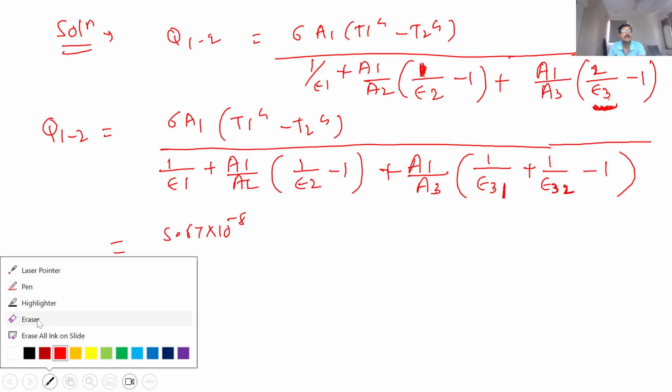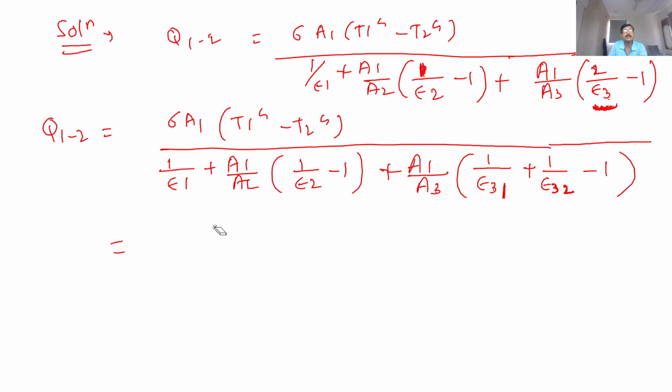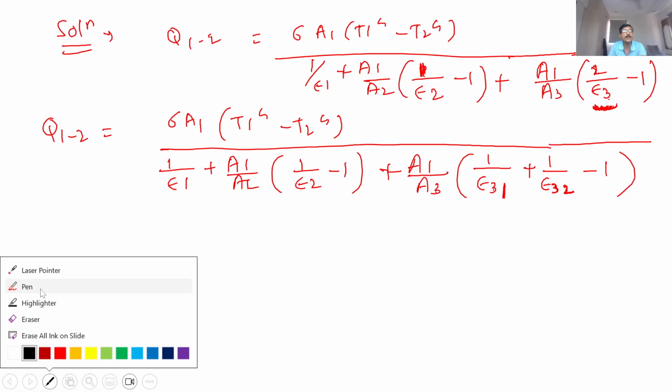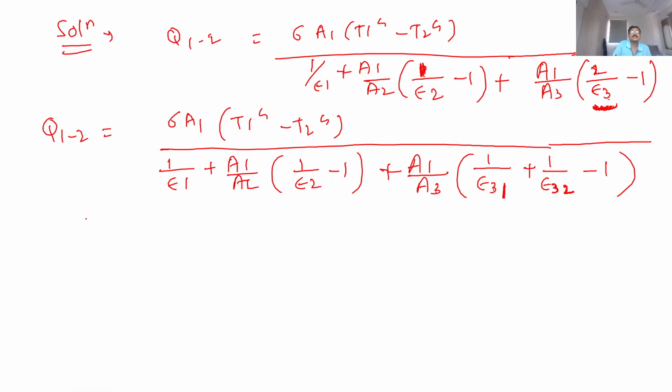I have written it directly, but before going to this, I need to know the values of areas. Let's calculate all areas. How many areas are involved? A1, the inner tube, A2, the outermost tube, and A3. A3 means the shield inserted.